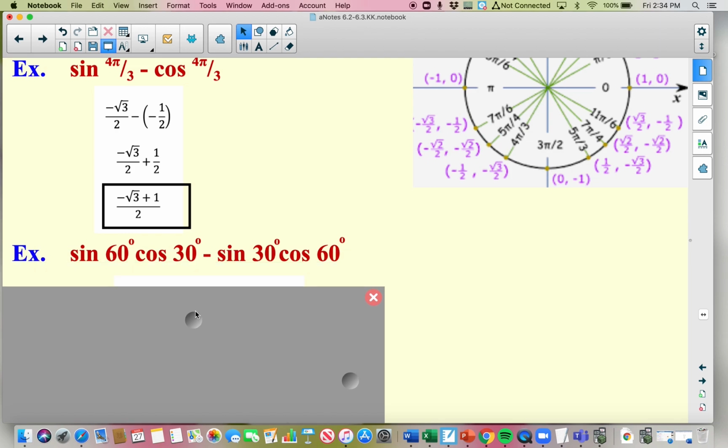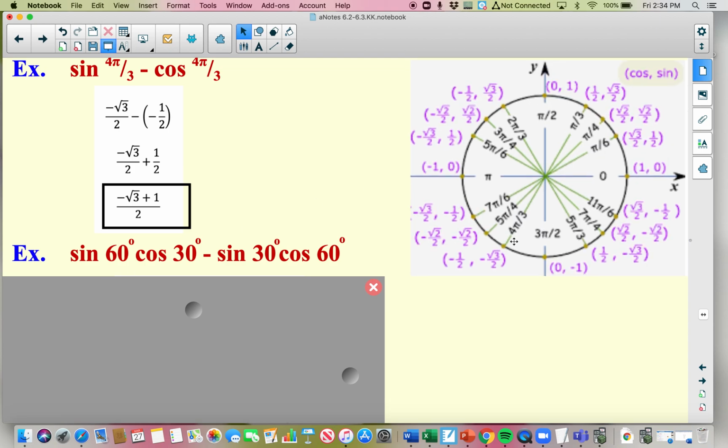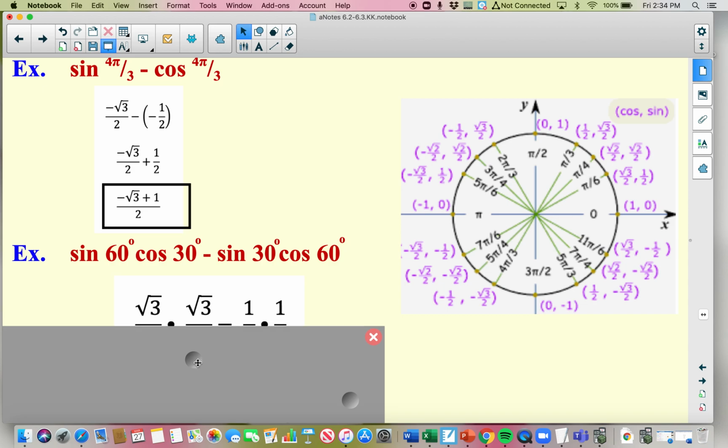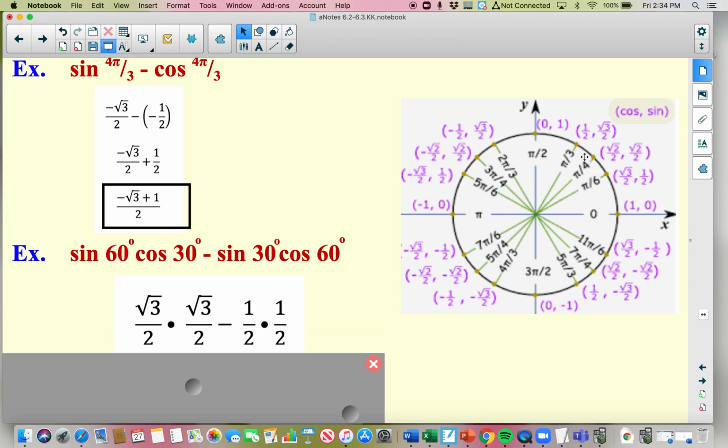One more, we'll do one in degrees. So you can see the question is asking you various sine and cosine degree measurements of 30 and 60 degrees. So if I go back to my unit circle, 30 degrees is pi over 6 and 60 degrees is pi over 3. So I can see their cosine and sine values are there, again, respectively. So the sine of 60 degrees, the sine is the square root of 3/2.